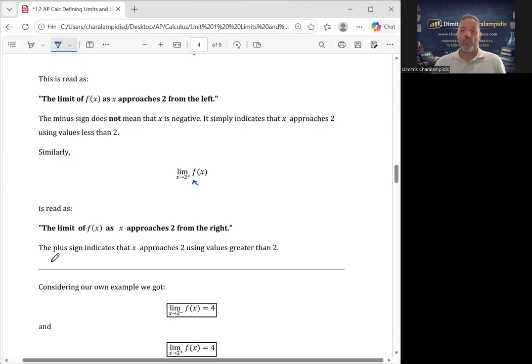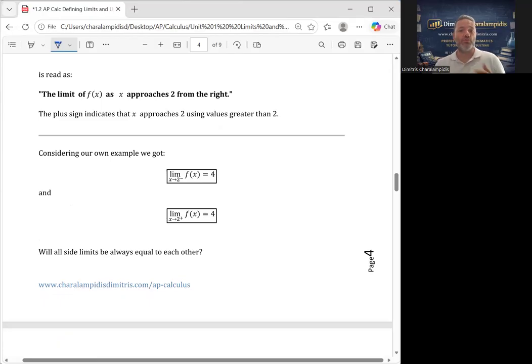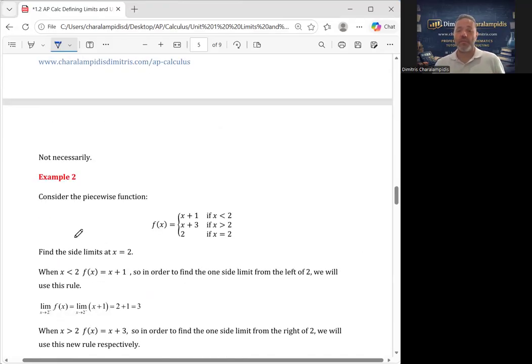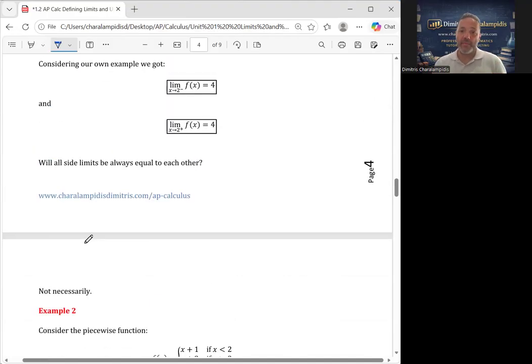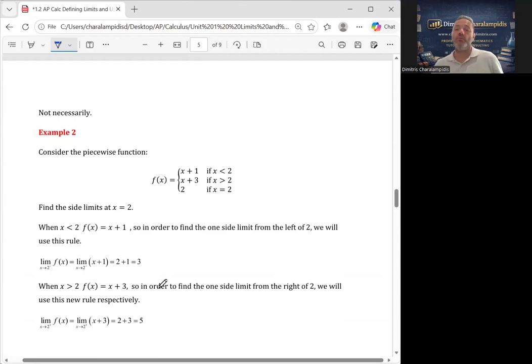What happens when these two sides agree? When both sides agree, which is exactly what happened in the function we are using in this and the previous video, then we say that there is actually a limit at that place. So, in order for the limit to exist, we need the two side limits to be equal to each other. What happens when the two sides disagree? Then we would not have a unique limit at that point.